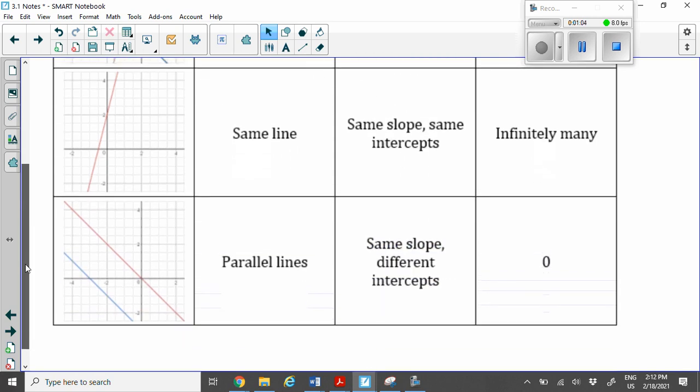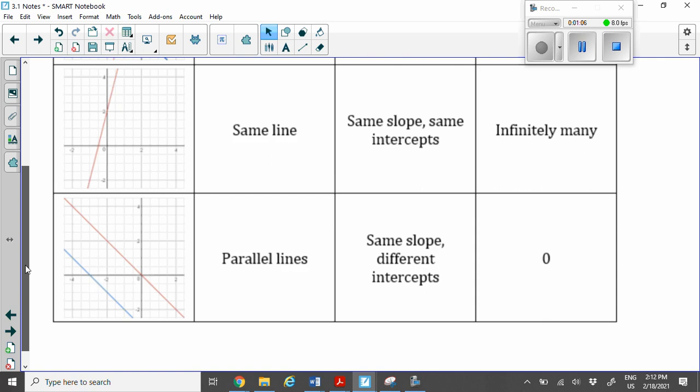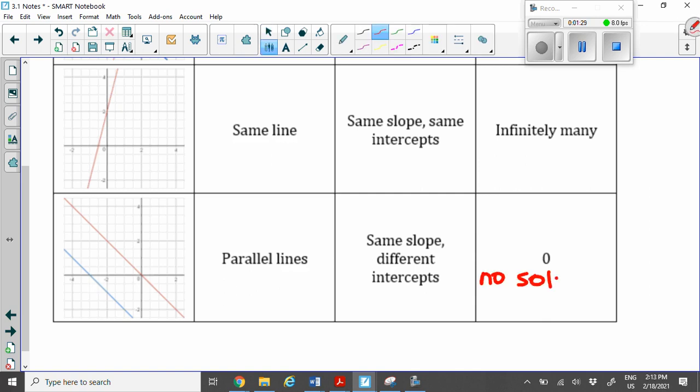Now, what happens when we have parallel lines? Remember, we talked about this in our last unit when we talked about linear equations. When we have parallel lines, that means we have the same slope, but they do have different intercepts. Because they're parallel, remember, they never intersect. And so we really have zero solutions. So when we write it out, we're going to say no solution, because there's no way we can get anything that satisfies both of those lines.